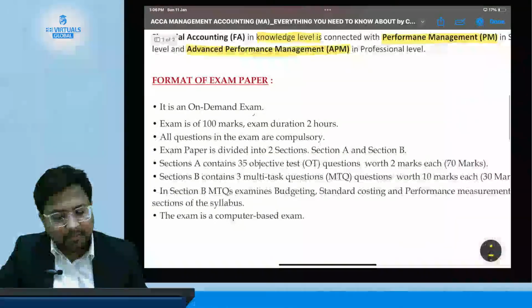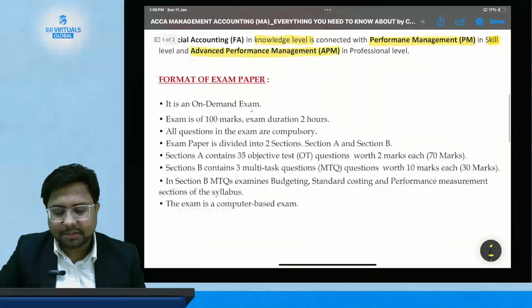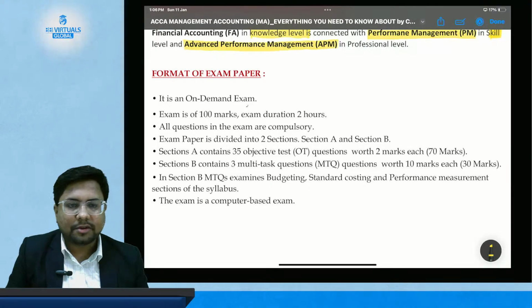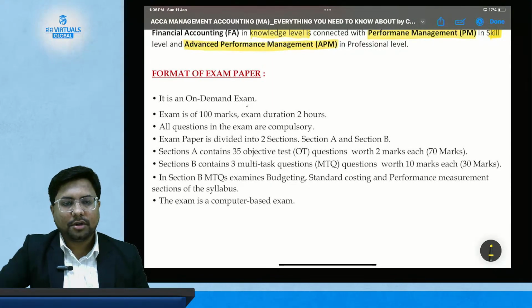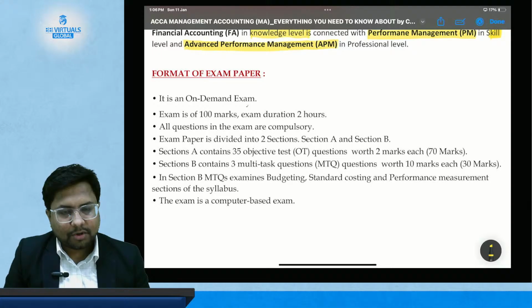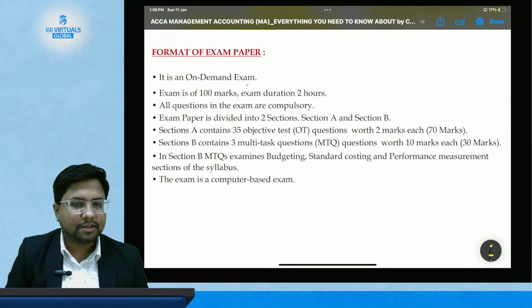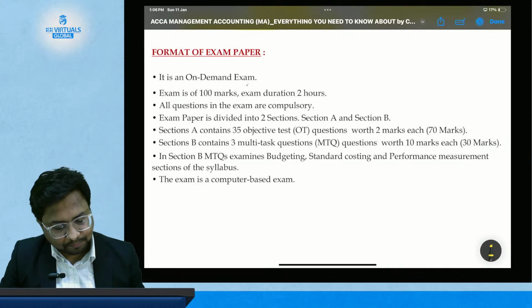Now comes the most important part of this orientation session: how the examination is going to be conducted, what the format of the exam is, how the marks are allotted, and what the format of the exam paper is. Let's understand the basic format of the exam paper.